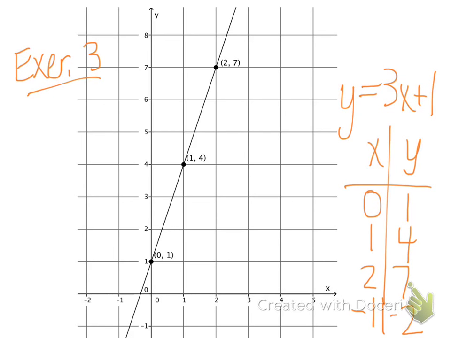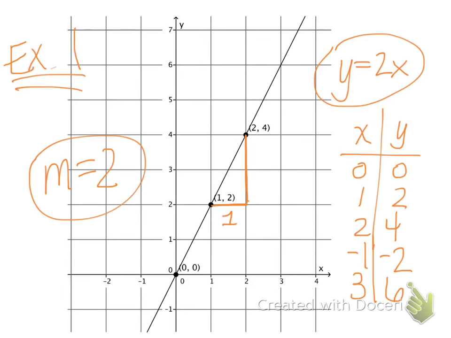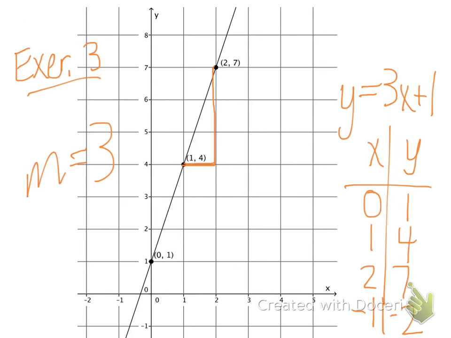And for exercise 3, once again, we have a horizontal distance of 1 right here, a vertical rise of 3. So our slope again is 3. And notice all 3 of these exercises are positive slopes.